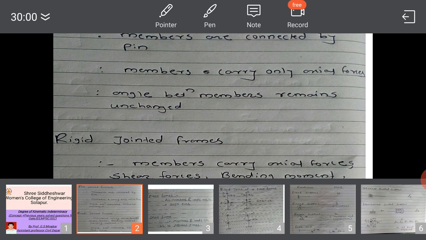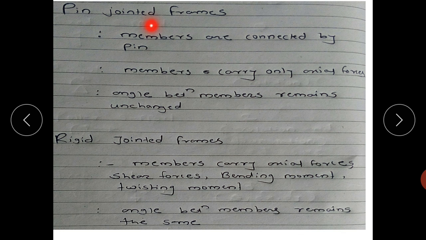First of all, we will discuss some important terms. First is the pin jointed frames. These are members which are connected by just a pin. Members carry only axial forces, and the angle between members changes due to applied load. In rigid joints, members carry axial force, shear force, bending moment and twisting moment, so the angle between members remains the same.